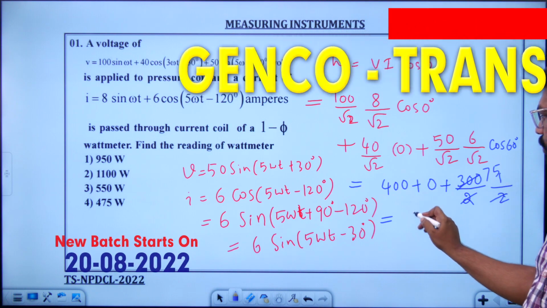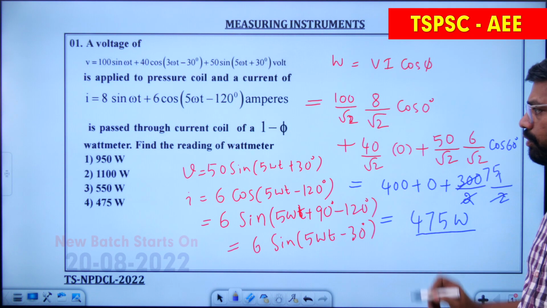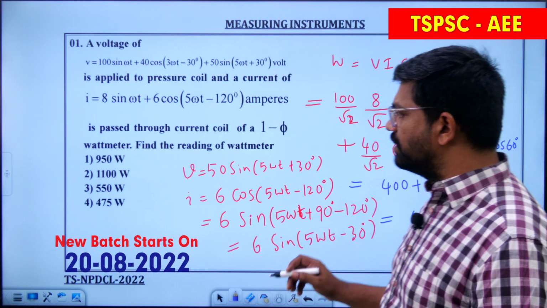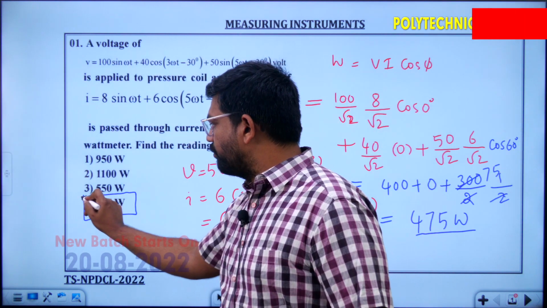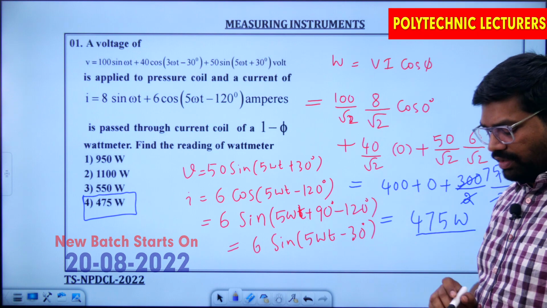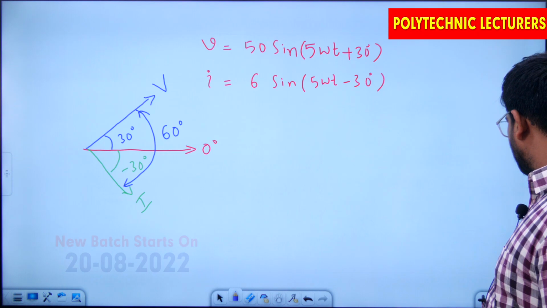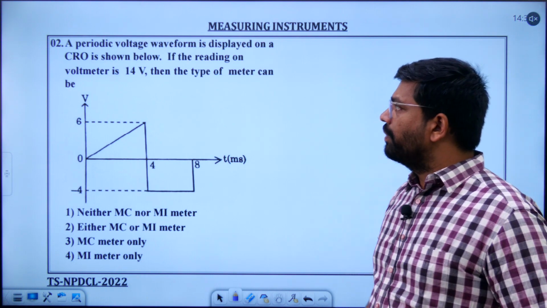So when you add both, the total power consumption will be 475 watts. So if you look at this question, what will be the right option here? 475 is our right answer for this wattmeter reading. Okay, now we go with the next question. What is the next question here?